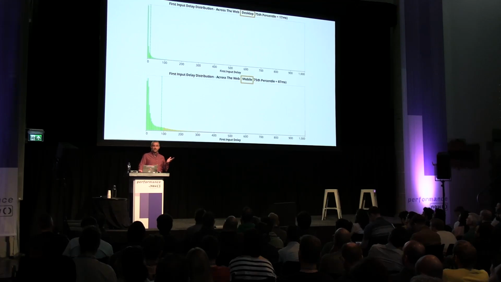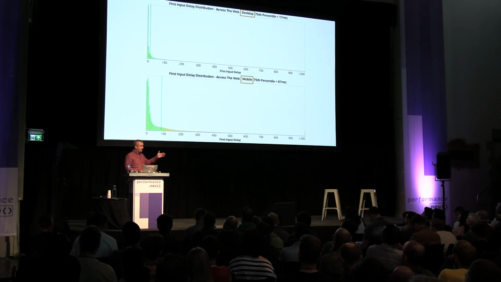First input delay, everybody's absolute favorite metric. Good times are underneath 100 milliseconds, needs improvement times are under 300 milliseconds. Across all of our data, as I think we've all talked about, the world is rosy. 75th percentile is 92 milliseconds, so that's in the good range. Yay us. If we look at this for desktop and mobile, we do get a different experience.